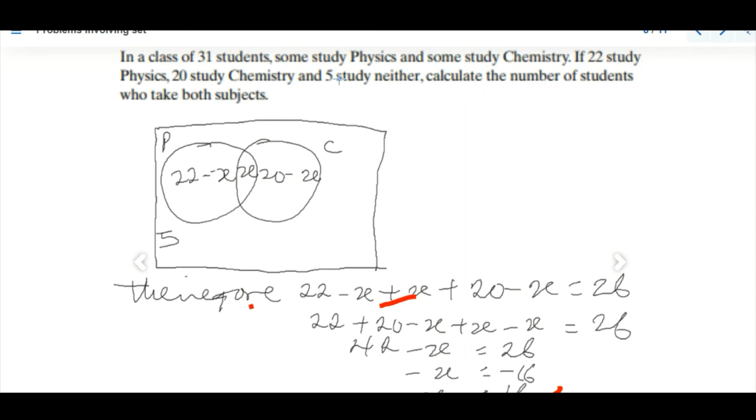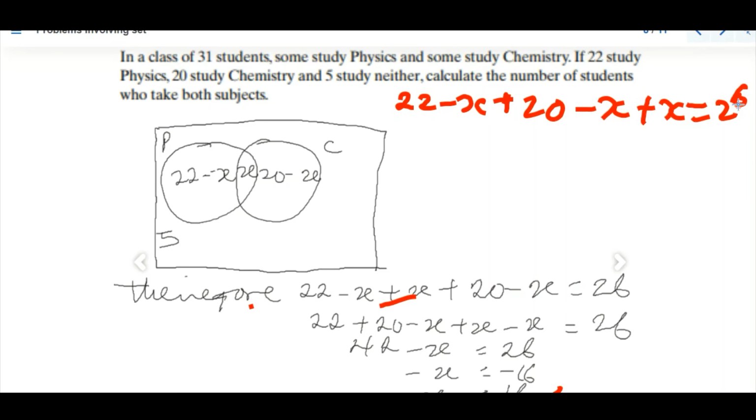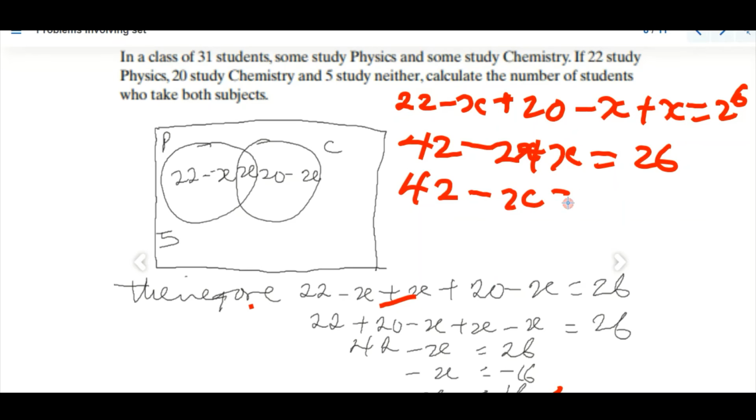Okay, so we have 22 minus X plus 20 minus X plus X equals 26. So let's add 22 plus 20. We are collecting like terms here. That is 42. Now minus X minus X is minus 2X, plus X, that will give us minus X. So we have 42 minus X equals 26.